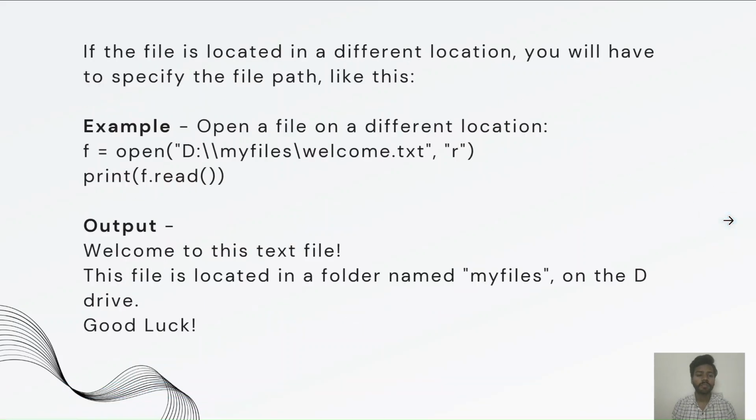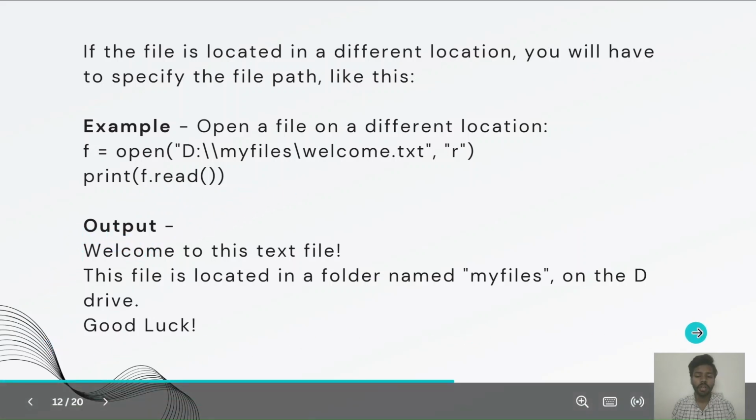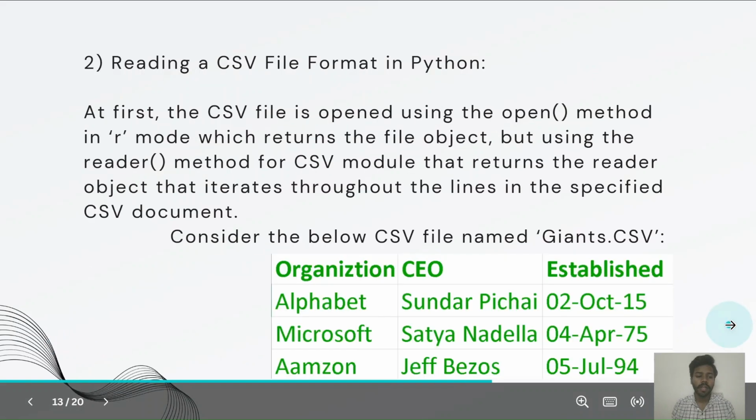Now second, if the file is located in a different location, you will have to specify the file path. So if we have a file in a different location, we use the open function, but along with that we use the path of the file as well. Then we use print and f.read(). Then you can see we get the same output as the file content.